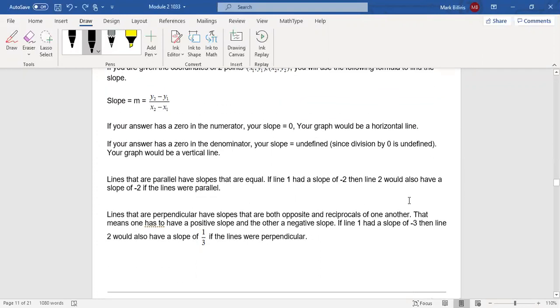Lines that are parallel have slopes that are equal. If line 1 had a slope of -2, then line 2 would also have a slope of -2 if the lines were parallel.